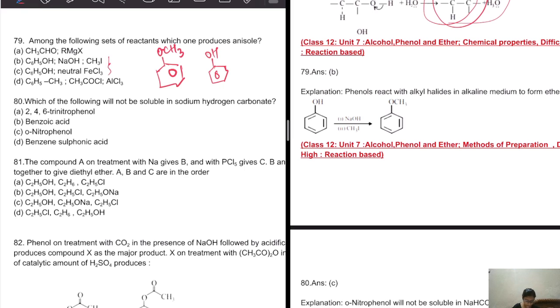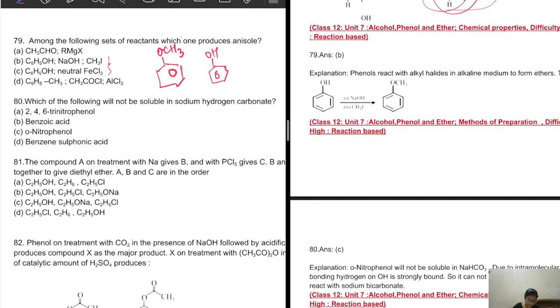Now let's see the further options. So ether. This is an ether. So we know alcohol with any alkyl halide gives ether. Alcohol with alkyl halide. And if it is OCH3, then we have CH3X, halide. So this would be B.